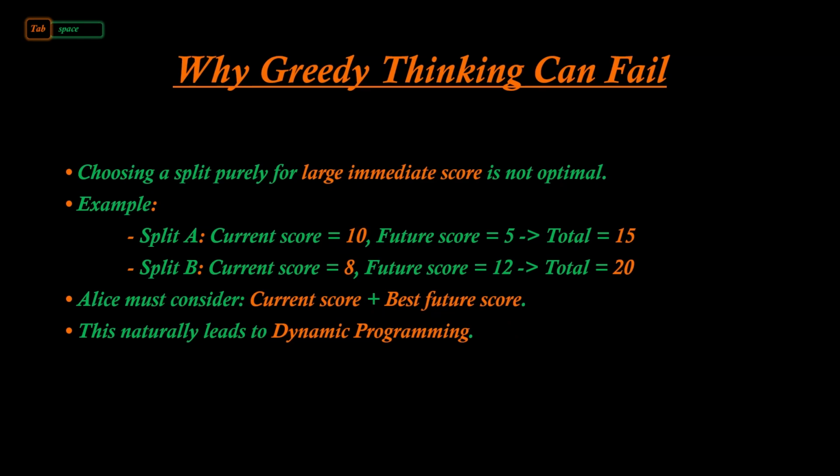The correct objective is current score plus the best possible future score. This is a classic optimal substructure pattern. Once you know which interval survives, the future game on that interval is exactly the same type of problem. That means we can solve smaller intervals once and reuse their results.